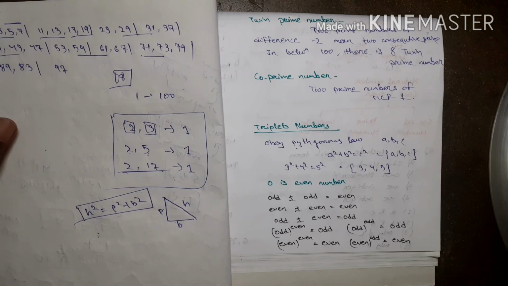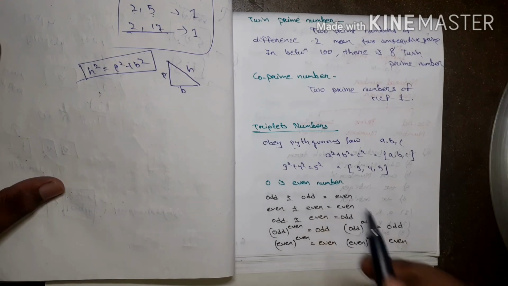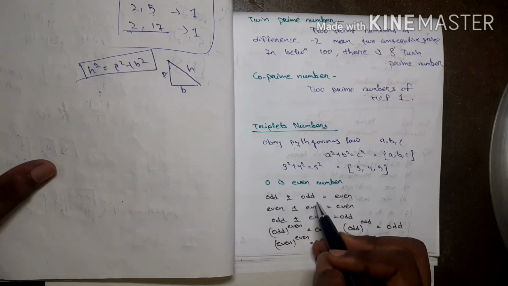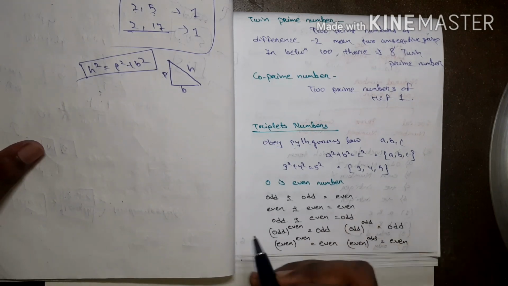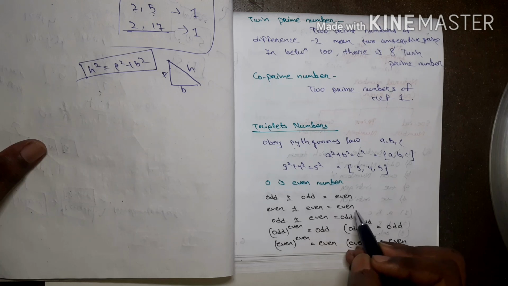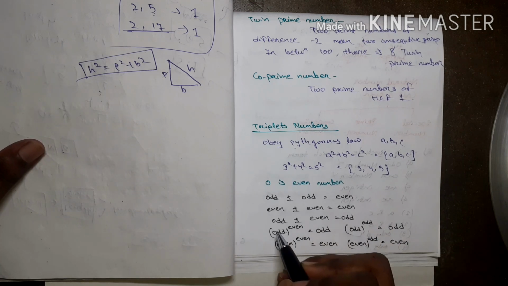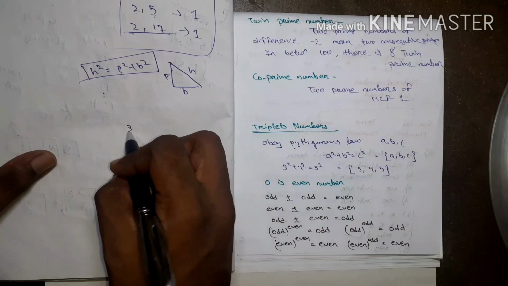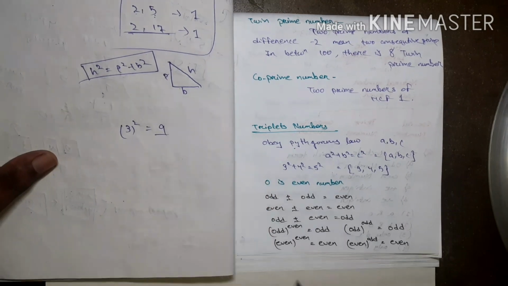Okay. Then go for simple basic things. 0 is an even number. Odd plus or minus odd is always even. You can take examples also. Even plus or minus even. Odd plus or minus even. Odd to the power even. Take an odd number, 3, to the power of even 2, that is 9.